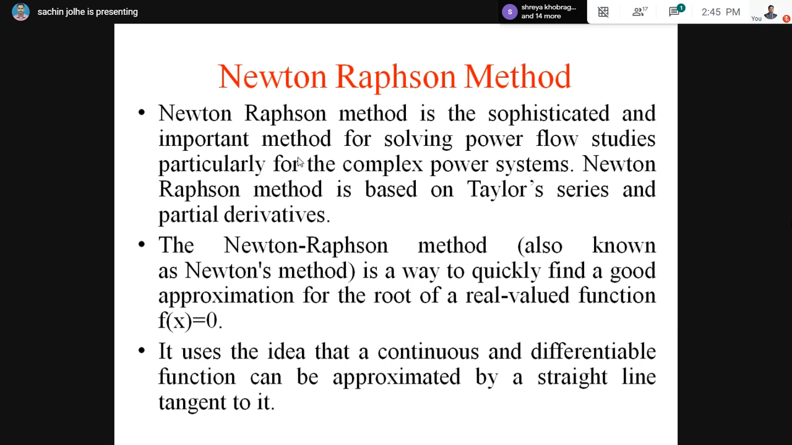It is actually based on the Taylor series and partial derivatives. So we must know what the Taylor series is and how we can calculate these partial derivatives. And in this we can find the roots of a real value function, that is f of x equals 0, which is very easy for us.